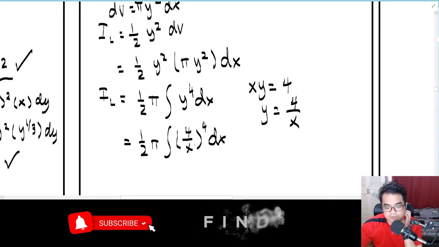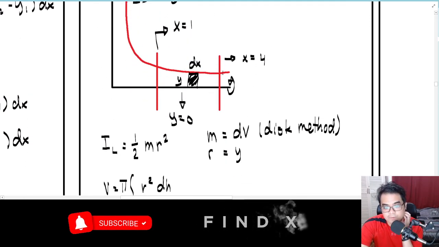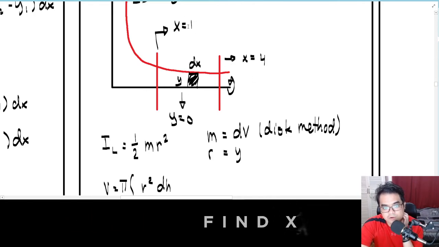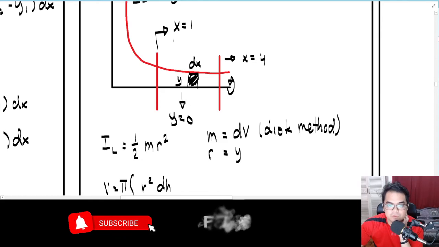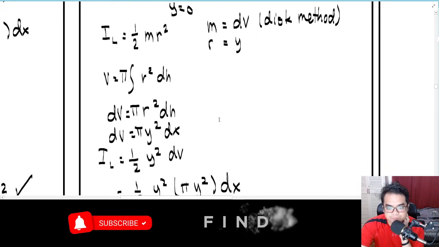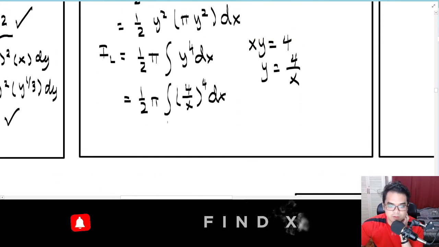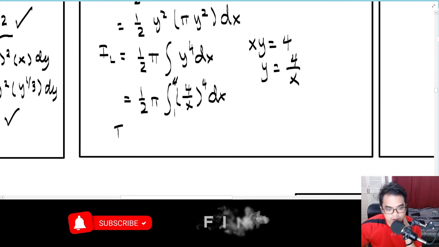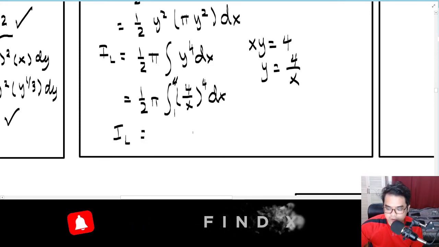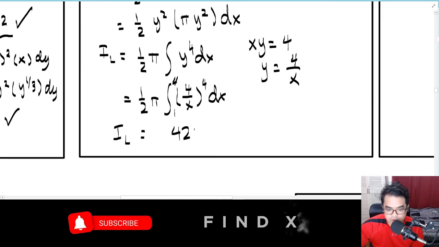Okay. We still have the limits. The limits will be just with respect to x, right? So the values of x are just between 1 to 4, right? So the lower limit is 1, the upper limit is 4. And then if you use your calculator, you'll get an answer of 42 pi. And then this is your answer.